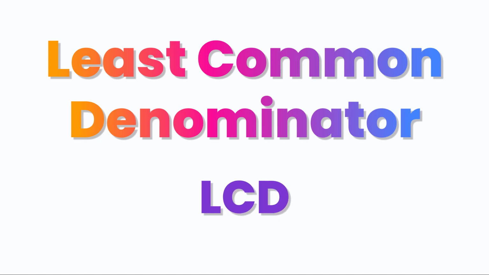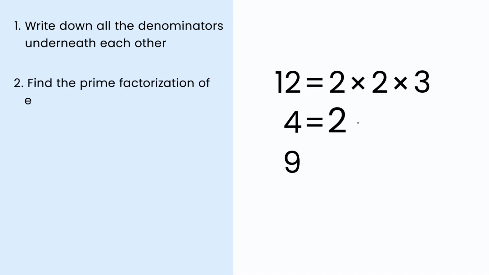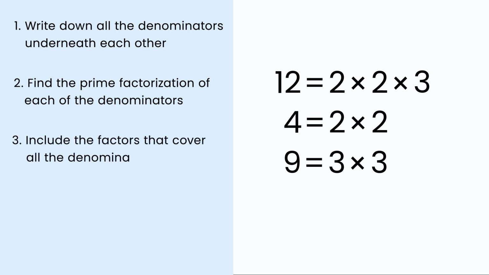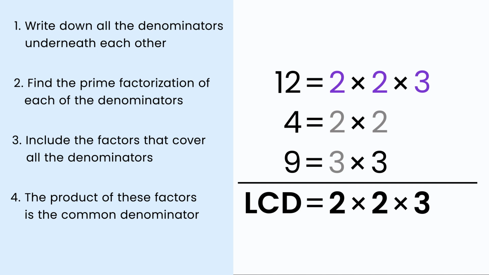To do this, you need to use prime factorization. This is the method. 1. Write down each of the denominators underneath each other. 2. Find the prime factorization for each of the denominators. 3. Include the factors that cover all the denominators. And 4. The product of these factors is the least common denominator.